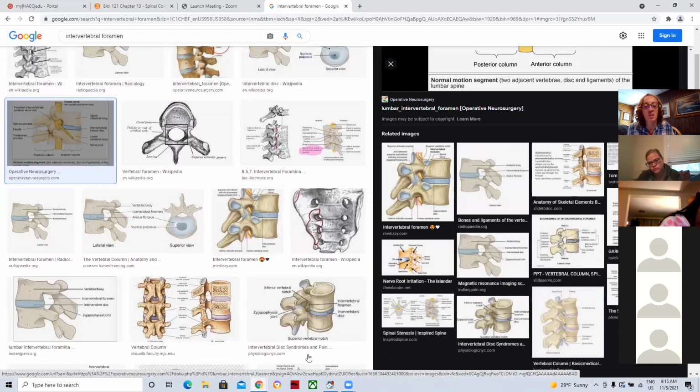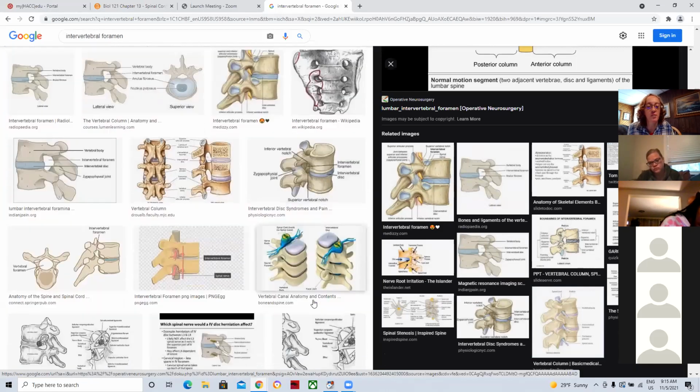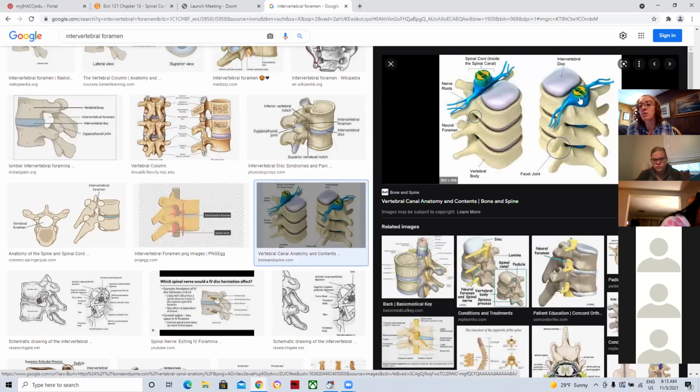We only really see it from one side. I don't see any pictures here. Oh, here's one. So it's exiting from both sides. So each intervertebral foramen, one spinal nerve is going to exit out from both sides.